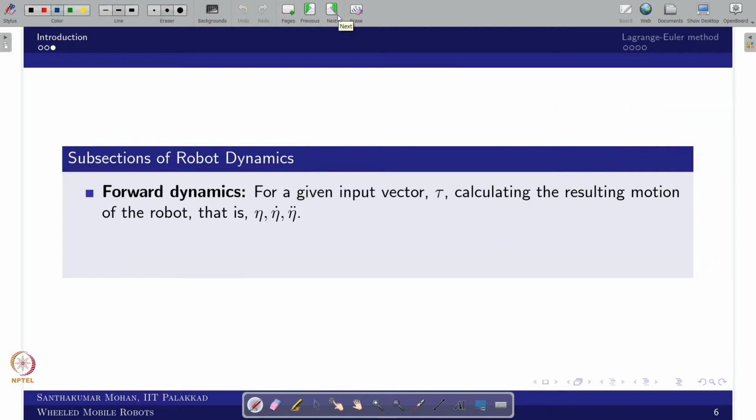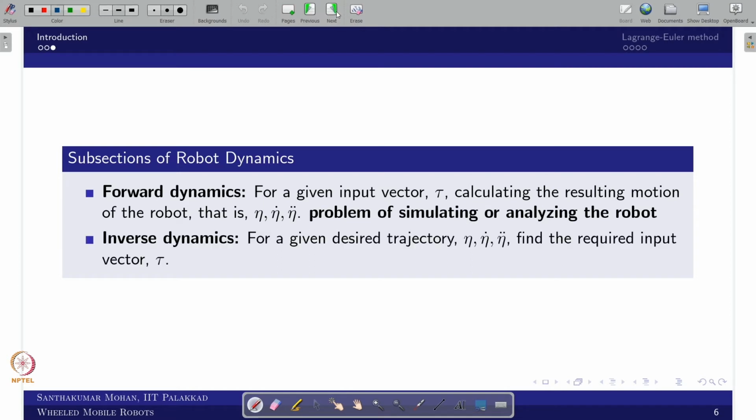Forward dynamics means for a given input vector tau, calculating the resulting motion of the robot, that is eta, eta dot and eta double dot. Whereas inverse dynamics is, for a given desired trajectory where eta, eta dot, eta double dot are all desired, trying to find out what the input vector tau would be. So this is what we are looking at.